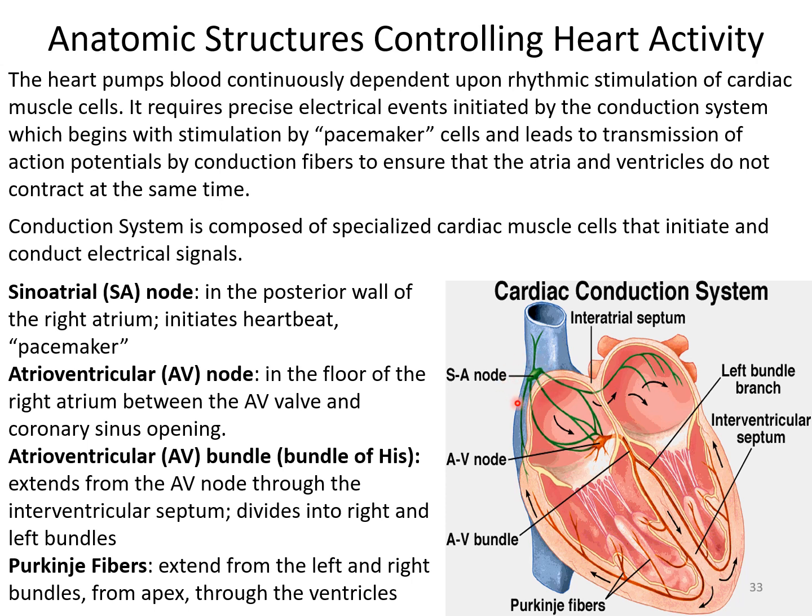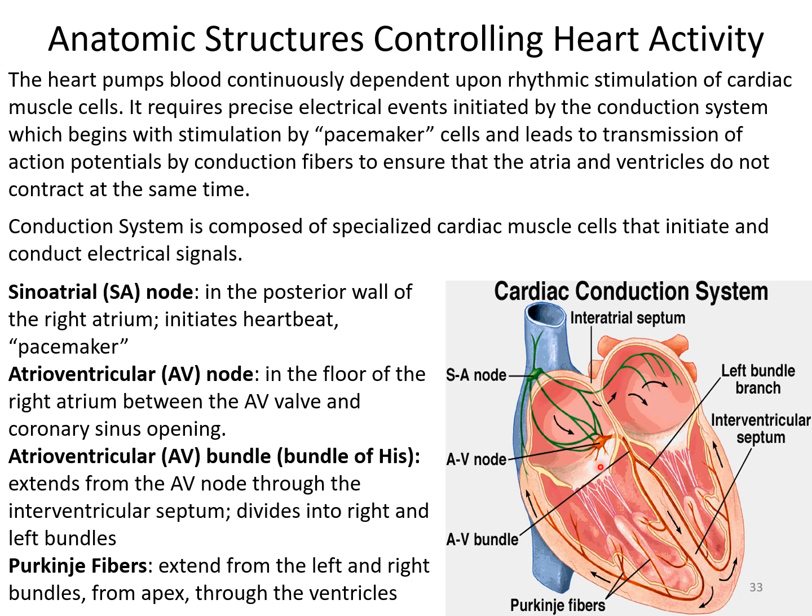The SA node is located in the posterior wall of the right atrium, and this is where the heartbeat is going to be initiated. The electrical events for the heartbeat are going to start in the SA node, and again, this is our natural pacemaker. The atrioventricular node, or AV node, you would see that one right here. This one's located in the floor of the right atrium between the AV valve and the coronary sinus opening. You can't really see the coronary sinus opening here in this diagram, but that's where the AV valve is located.